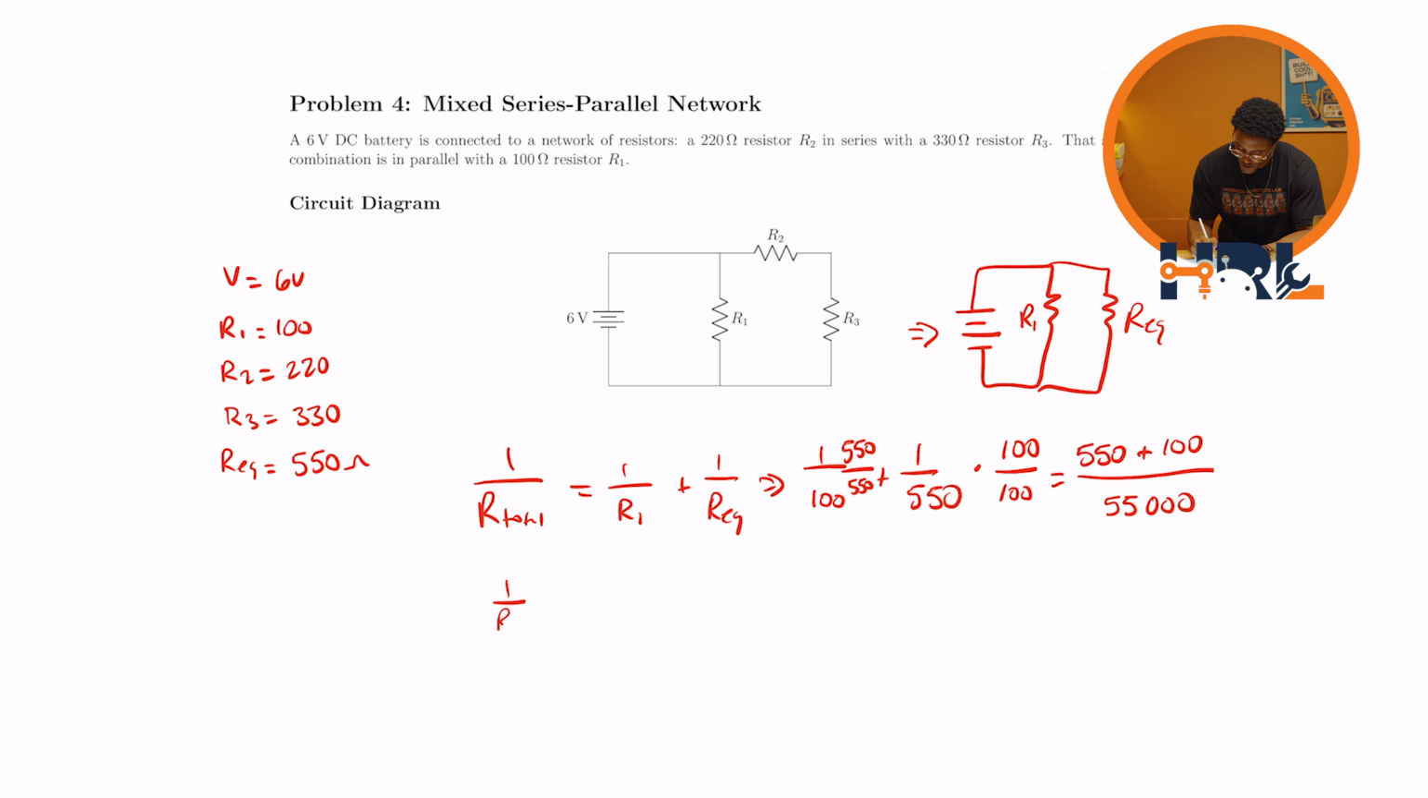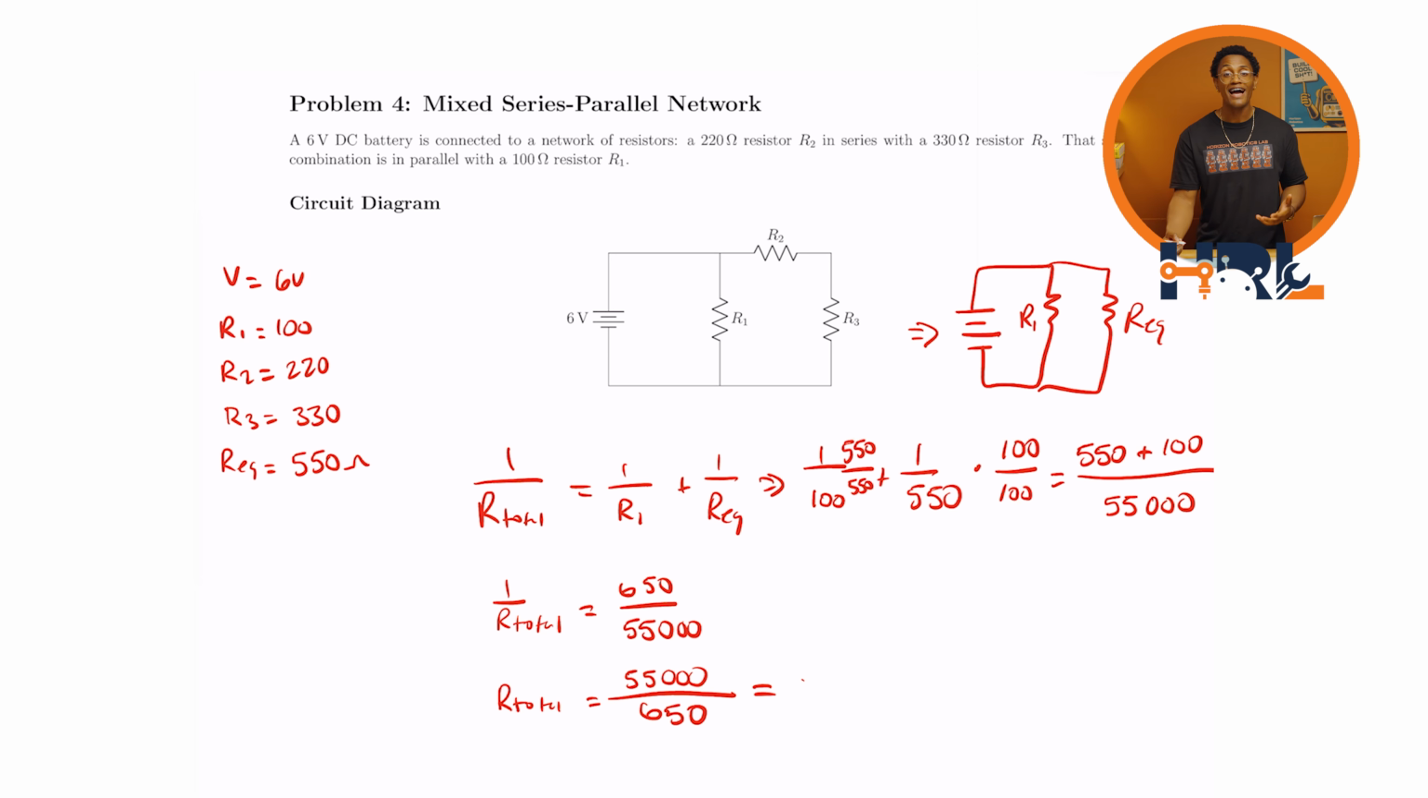So 1 over our total is equal to 650 over 55,000. If we flip that fraction, we'll actually get the real R total. So R total is equal to 55,000 divided by 650. And that is an equivalent resistance of 84.62 ohms.